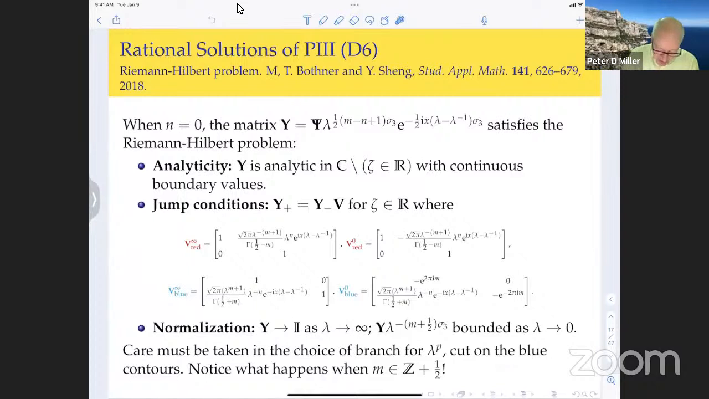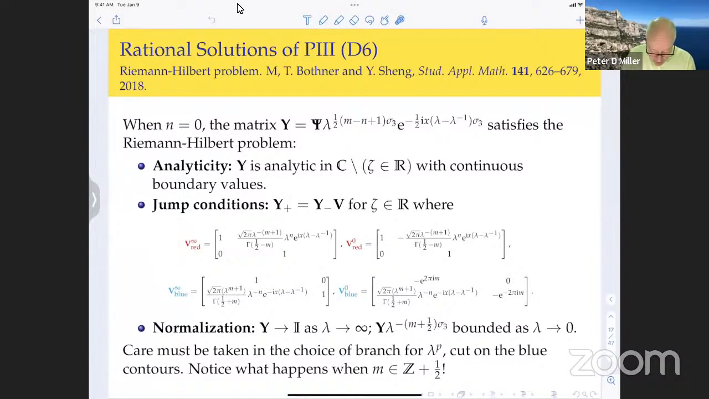And then there's a normalization condition that the matrix Y tends to the identity as lambda goes to infinity, while Y times lambda to the minus m plus a half sigma 3, this is really theta 0 here, is bounded as lambda tends to the origin. And we have to be rather careful with these power functions, so we're always choosing them to have a cut that's on the blue curves as it happens in the picture.